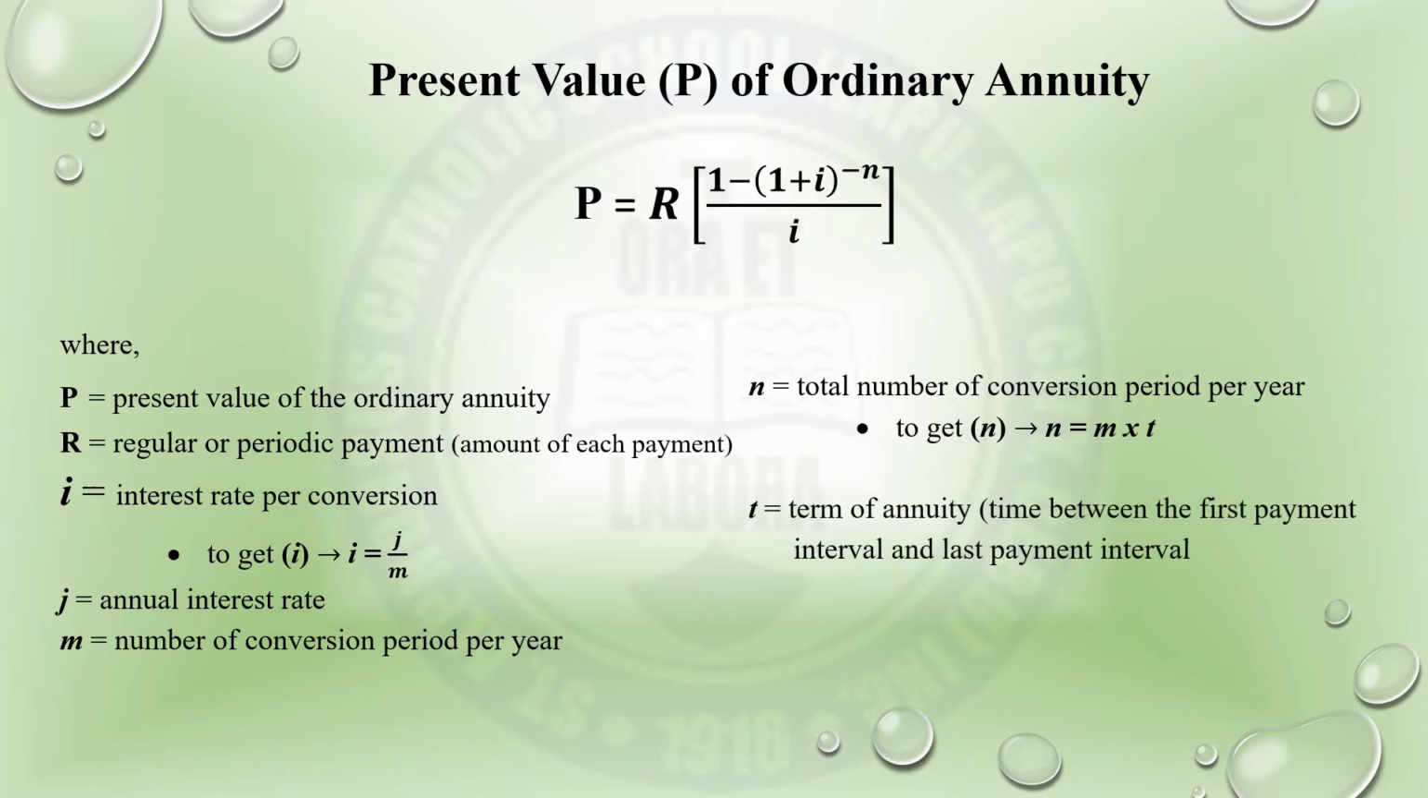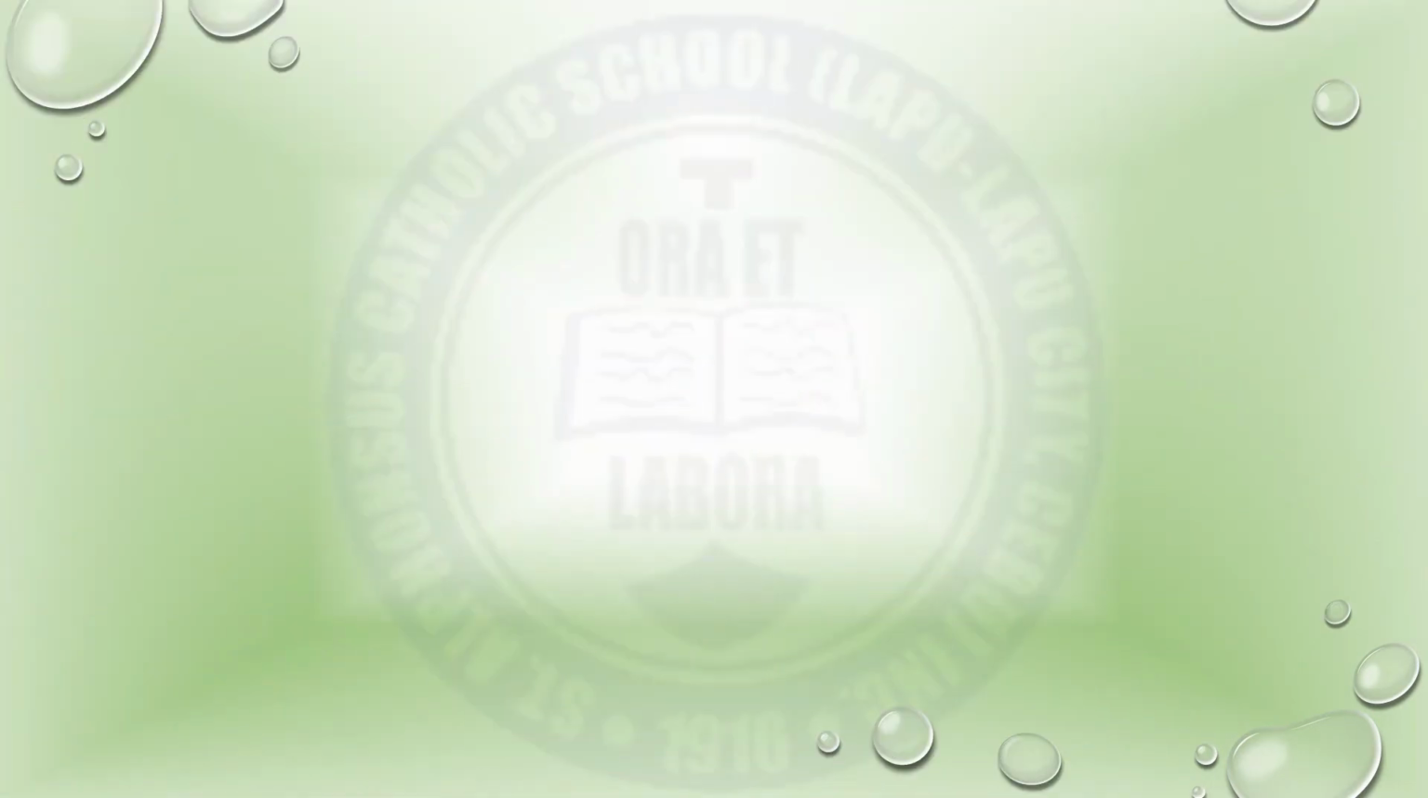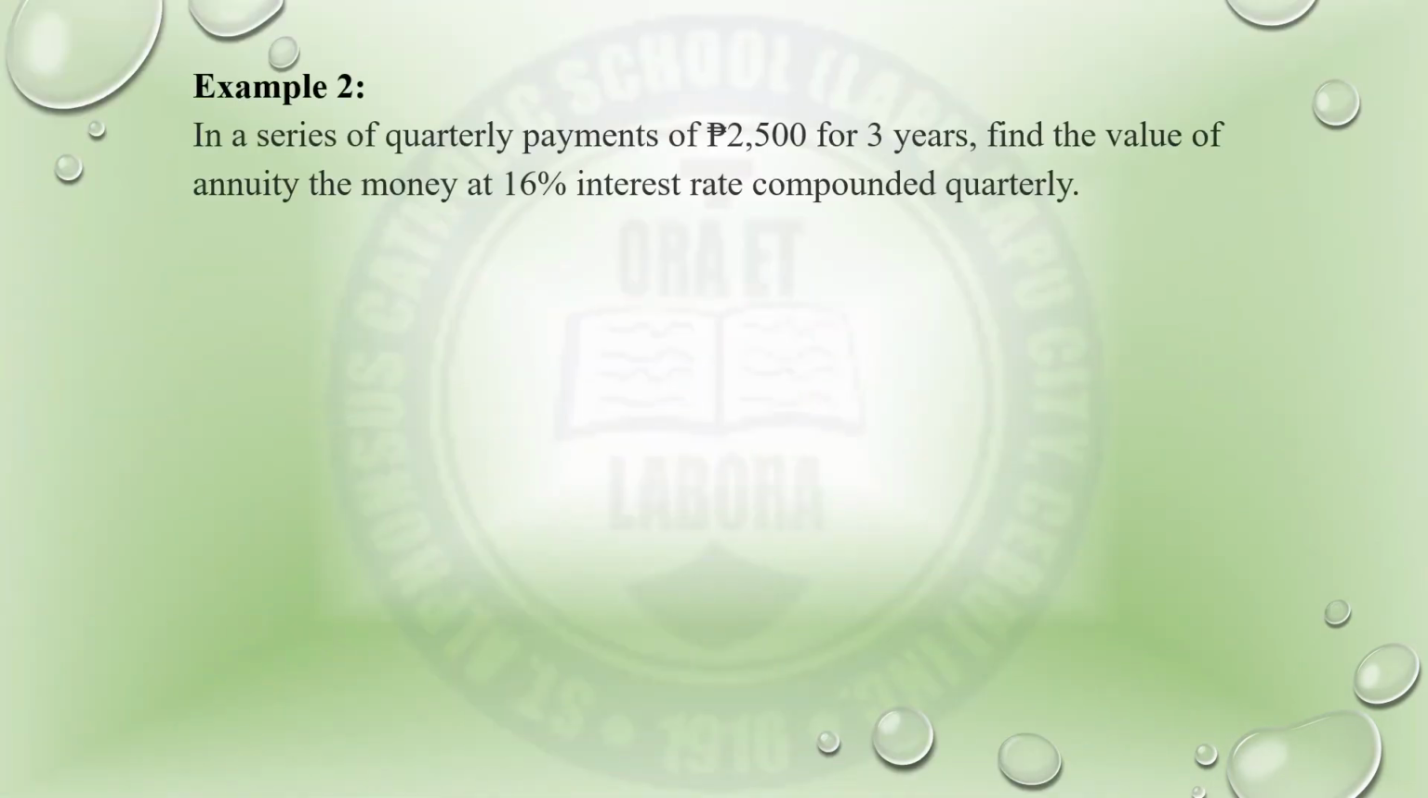T is considered as the term of annuity, or the time between the first payment interval and last payment interval. For example number 2, in a series of quarterly payments of 2,500 pesos for 3 years, find the value of annuity, the money at 16% interest rate compounded quarterly.